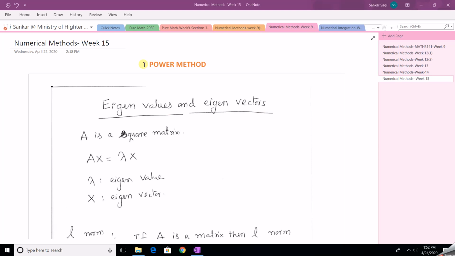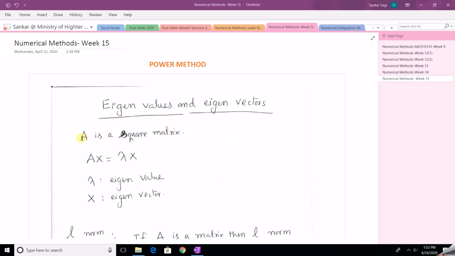Dear students, in this video we are going to learn about the power method, and this method is to find the eigenvalue of the highest magnitude and the corresponding eigenvector. So this is a numerical method, and let us look at the idea about the eigenvalues and eigenvectors. Already you have seen in the course linear algebra.